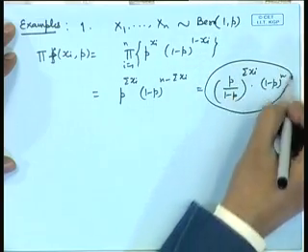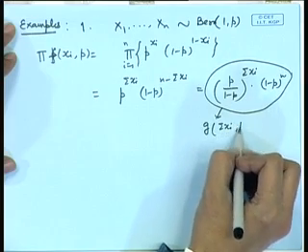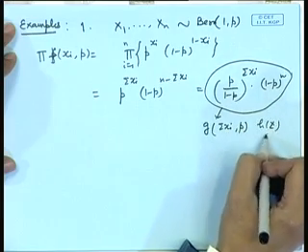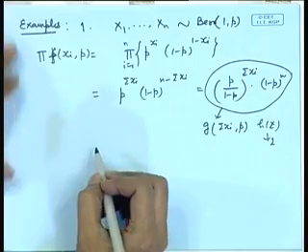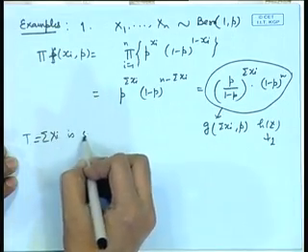Now, you can see here this term is a function of sigma xi and p alone, and h(x) we can take to be 1. So, this proves that sigma xi is sufficient.